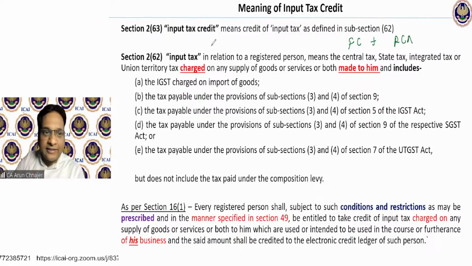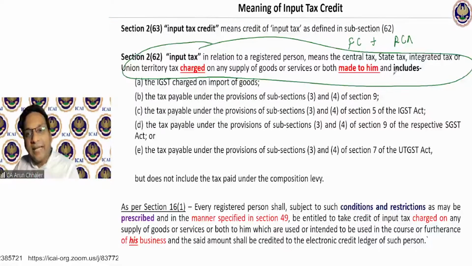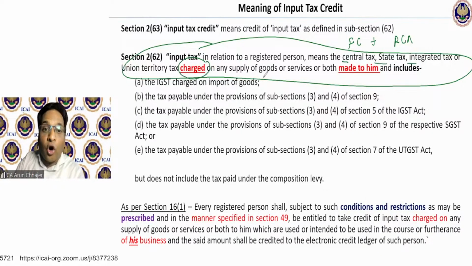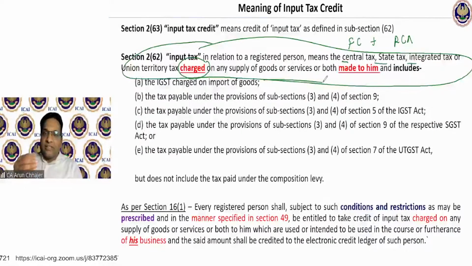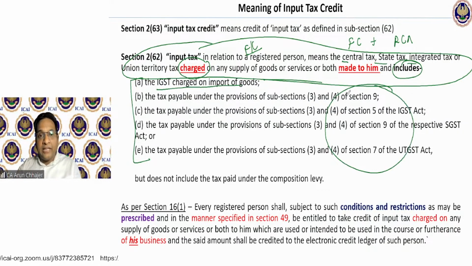Because if you see, this particular part is nothing but the forward charge. It means the tax, whether it is CGST, SGST, IGST, UTGST, which is charged on any supply of goods or services. Let's say you are the supplier and I am your customer, then you are charging the GST on the invoice. That is the forward charge. And it includes taxes paid by the recipient. It can be IGST on import of goods and it can be the reverse charge. Combining all, I can say it is nothing but the reverse charge.